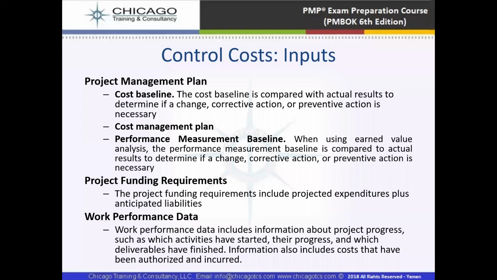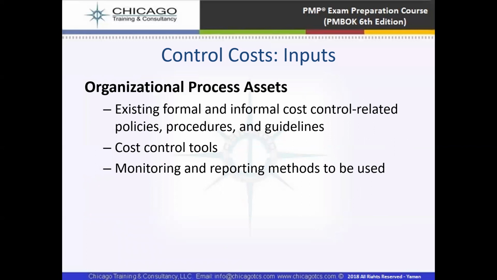Then we have work performance data, like the information on how the progress is, such as which activities have started their progress. So it means we have the performance data now, on which particular month the activity is being progressed and which particular activity is in delay here. Since we know the work performance from the start of the project, we can control the cost. This is also an input to the control cost process. Then we have OPA as organizational process assets, which are existing formal and informal cost control related policies, basically procedures or guidelines or tools to control the cost, and monitoring and reporting methods. What are the monitoring and reporting methods to be used here?